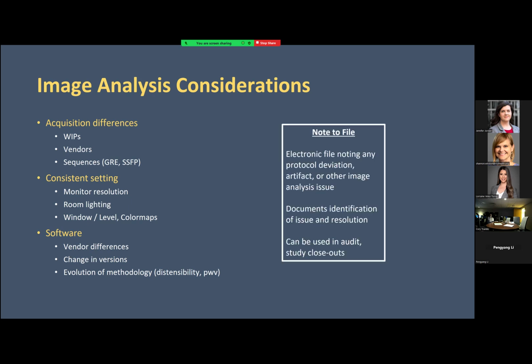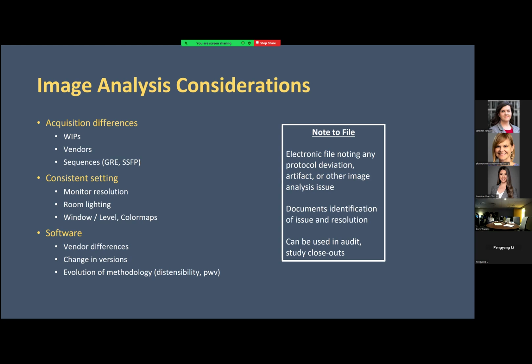And one final thing that we do during analysis is we make notes to file. This used to be a paper file note that we used for audit purposes. Now we can add it into our database. We make notes if we see a protocol deviation, if we see an artifact, or if the septal wall was not motion corrected, so we exclude those segments in the analysis.